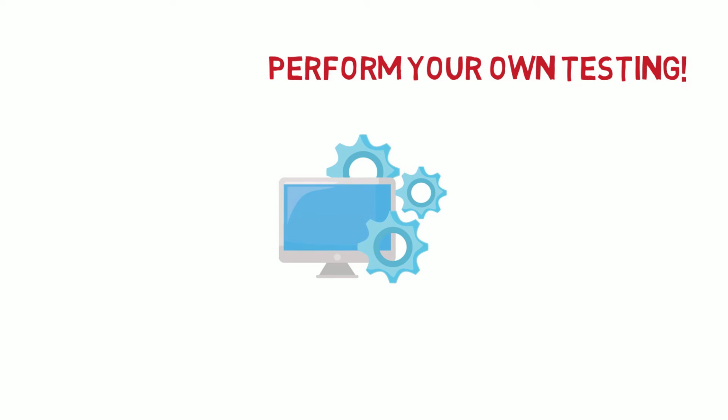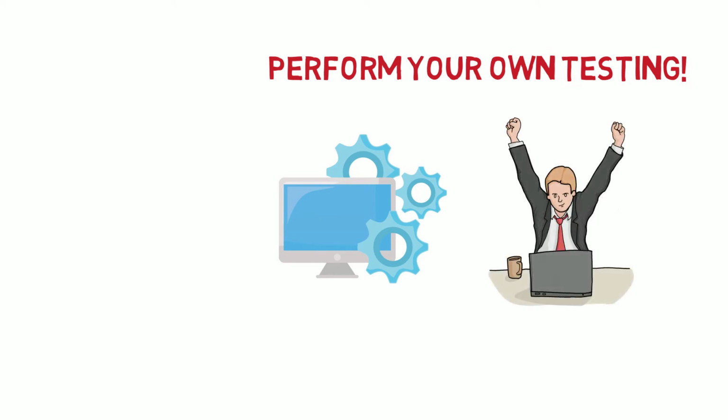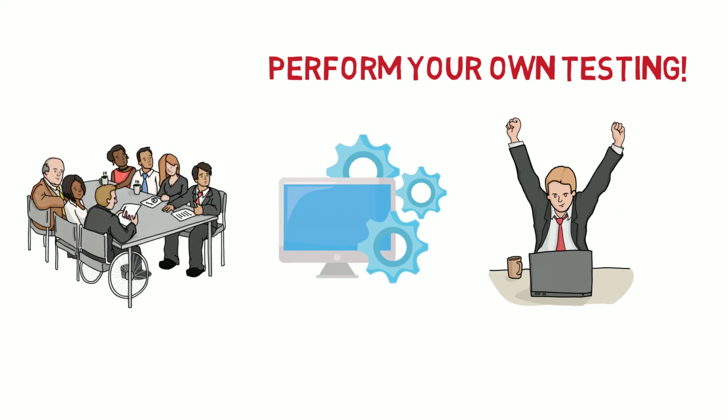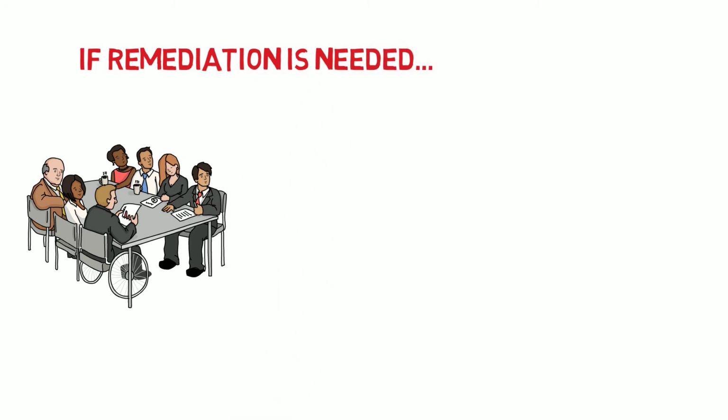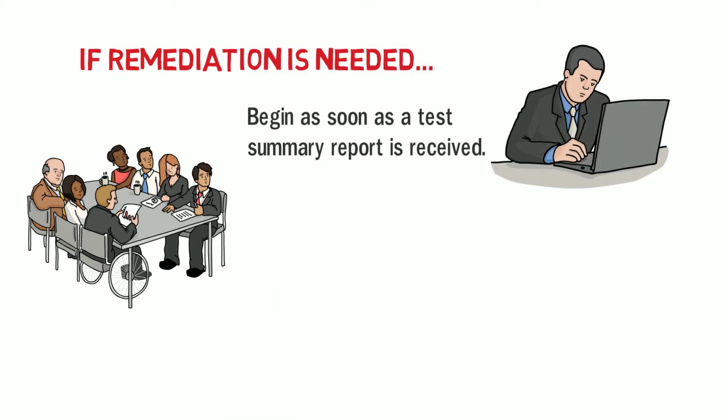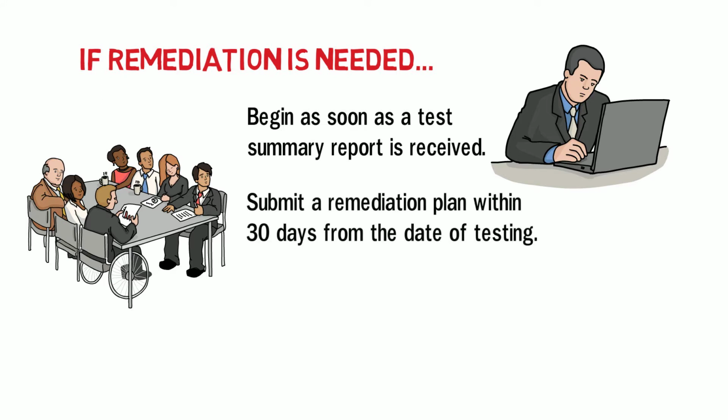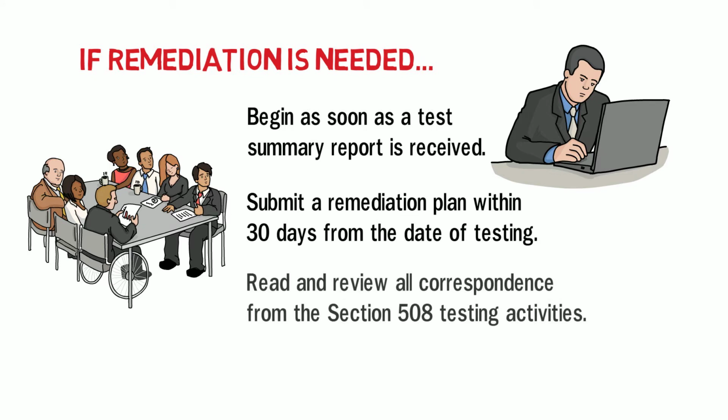If you are a developer, CMS recommends that you perform your own accessibility testing as part of your user acceptance testing activities before our team conducts its formal testing. If remediation is needed, that activity should begin as soon as a test summary report is received by the business owner. Remediation plans must be submitted within 30 days from the date of testing. Please read and review all correspondence received as part of your Section 508 testing activities.